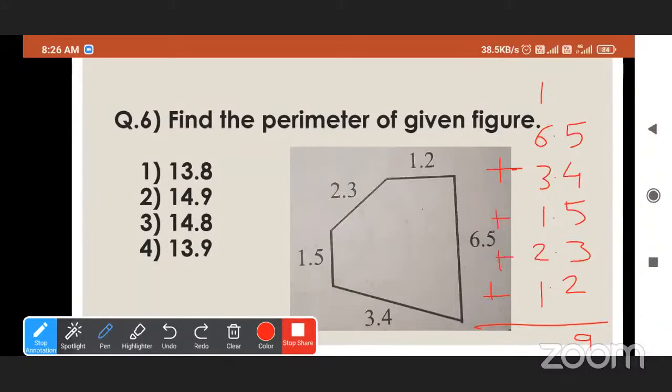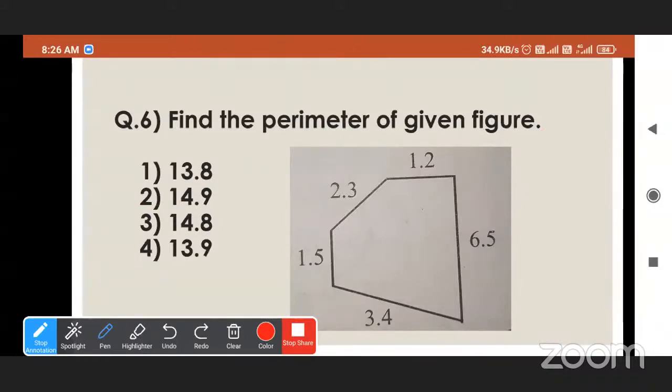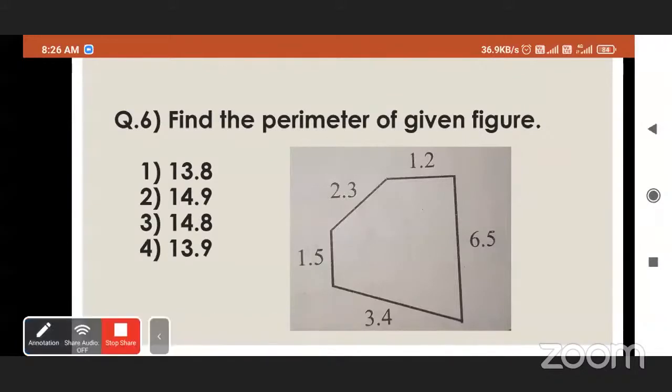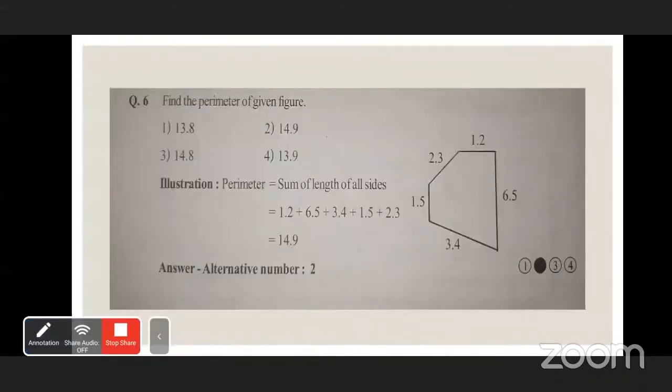14.9. Okay, we will see. 1 plus 6 is 7. 7 plus 3, 10. 10 plus 1, 11. 11 plus 2, 13. 13 plus 1 is 14. So 14.9. Very good. The second one is the correct answer. So the perimeter of this figure is 14.9 units. See, perimeter is equal to the sum of all lengths of the sides. So by adding all lengths, we get 14.9. So the second one is the correct answer.